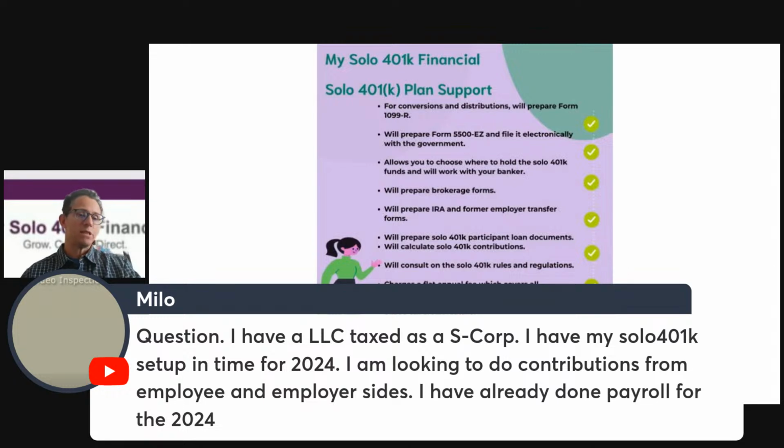So you still have plenty of time. You've got till, what, March 15 to make those employee and employer contributions, or if you file for an extension, you're going to have until September 15 of 2025 to make those 2024 contributions.